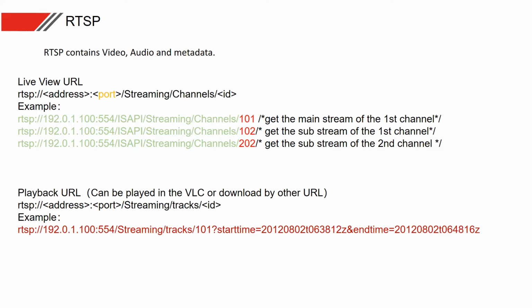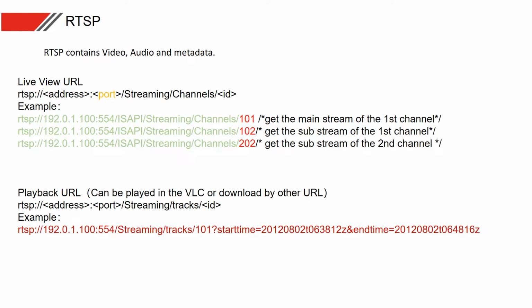For a camera, because a camera always has just one channel, you just need to use this URL with the 101. That means you will get the mainstream from the camera. And if you want to check the playback URL, you can also do it like that.